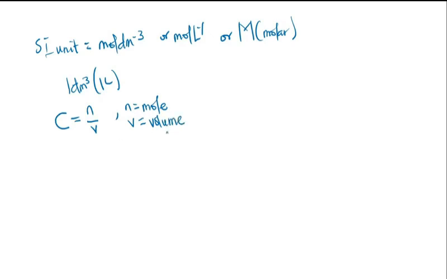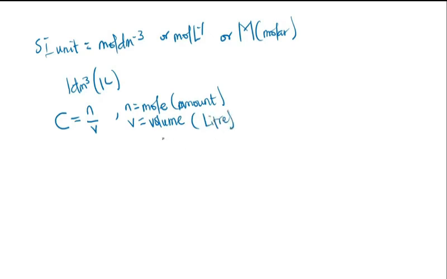This is where we get the definition. Amount concentration is the amount of substance dissolved, which is the mole. The mole here is the amount of substance dissolved in 1 liter of a solution, and then the liter of solution is the volume.